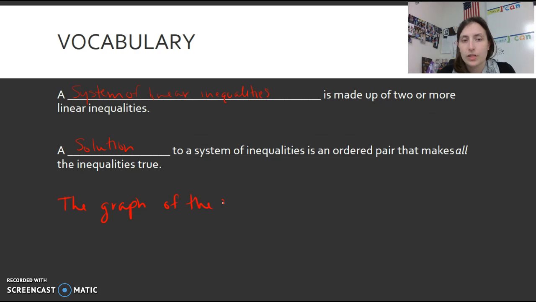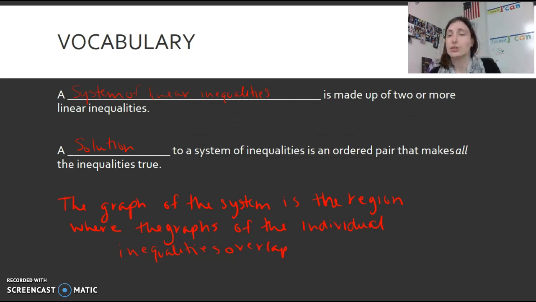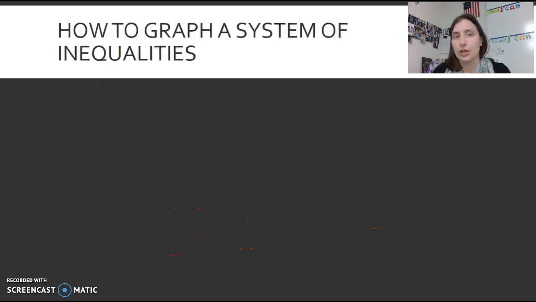The other thing I want to bring up here is the graph of our system is the region where the graphs of the individual inequalities overlap. And so we'll talk about that in our first example. But when we're graphing, and for the practice worksheet that I have for you, I really just need the area that would be shaded for both. You don't have to shade all the different regions, and then try to shade one of them darker.